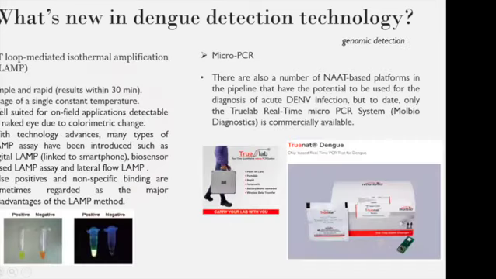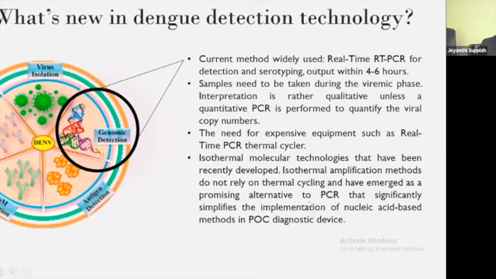Yes, can. Okay, so in the usual PCR setting, you have several ranges of temperatures that you need to set in the PCR thermocycler in order for you to get the output. But in isothermal molecular technologies, you only rely on one constant temperature. So the amplification still takes place, but at a constant temperature. So this significantly simplifies the implementation of nucleic acid-based methods in POC diagnostic devices.